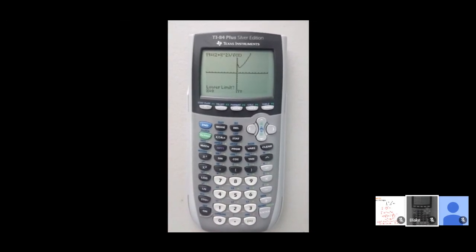Well, this one says the lower limit's 1, so I'm going to put 1, and I'm going to press enter. And it says, what's your upper limit? Well, that's 4, so I'm going to put 4. I'm going to press enter. It shades the region. It gives us 16.4. That was our answer. Okay.